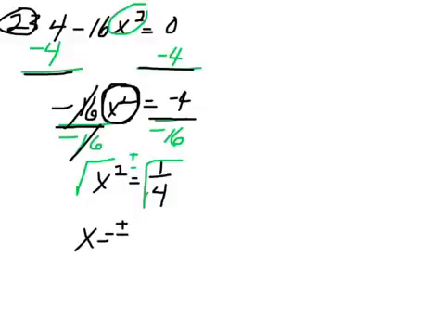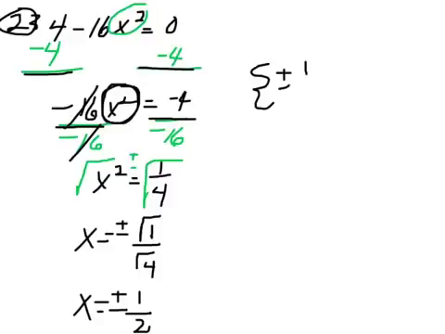Remember, when you've got a fraction under a radical, you could put the top under its own radical and the denominator under its own radical. And you would end up getting the square root of 1 is 1 and the square root of 4 is 2. You have two answers, plus or minus a half here.